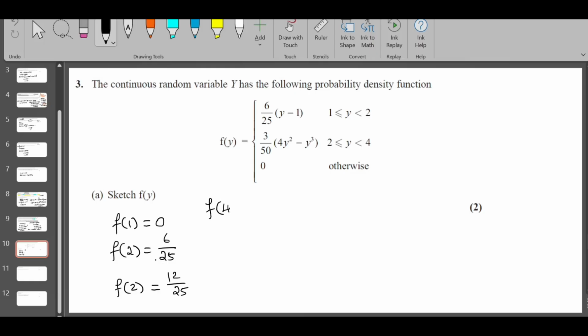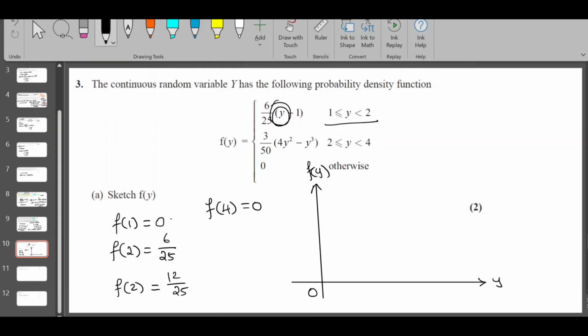And then f of 4. It's going to be 4 cube minus 4 cube. It's going to be 0. Okay. So let's draw f of y. X-axis. Always label the axis first. Y, f of y, origin. Now from 1 to 2, it's a straight line with the positive slope. Starting from 0 goes to this point. So from 1 to 2, we have to have a straight line. This point is 6 over 25.